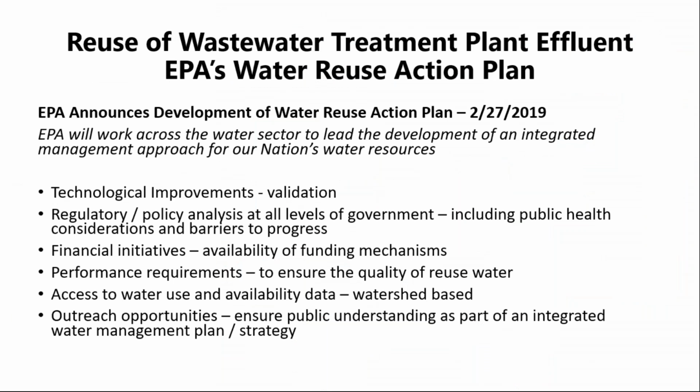There's a lot of things to be concerned about, but EPA recently, just in February, came out with a treatment plant effluent action plan to consider the reuse of wastewater plant effluent. The key elements of their water reuse action plan are validating the technological improvements, and reviewing the regulations and policies at all levels of government, including public health considerations and financial initiatives. None of this comes without cost. And every alternative has a different capital cost and operating cost.